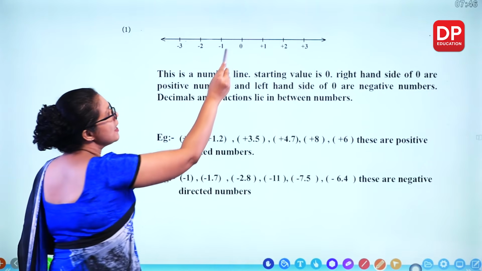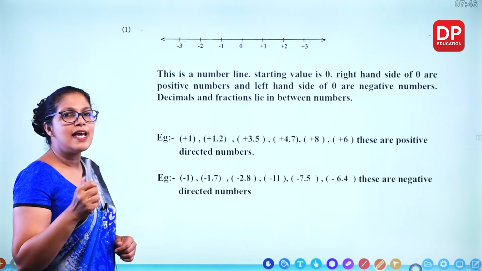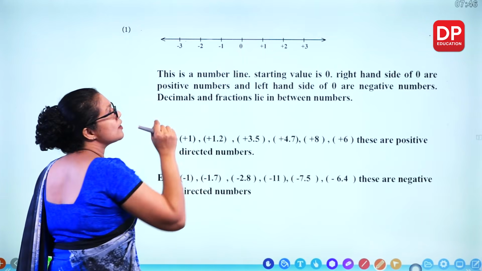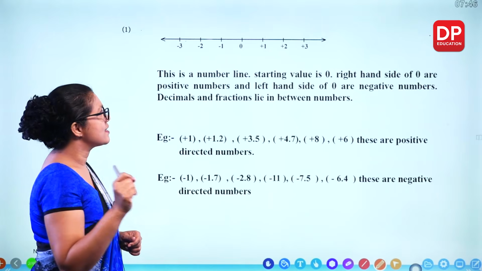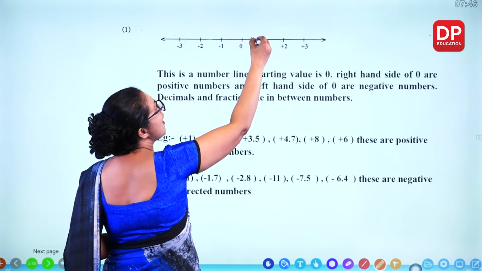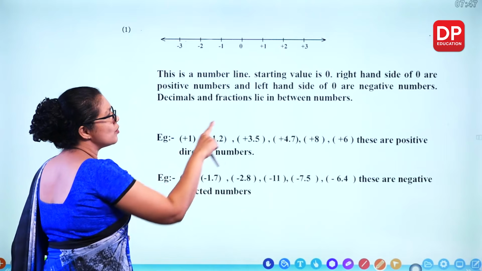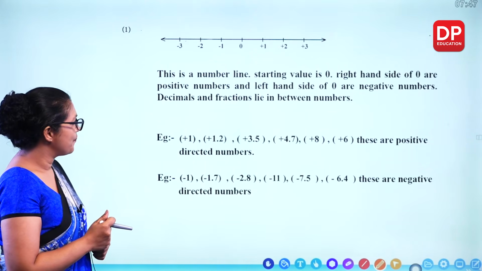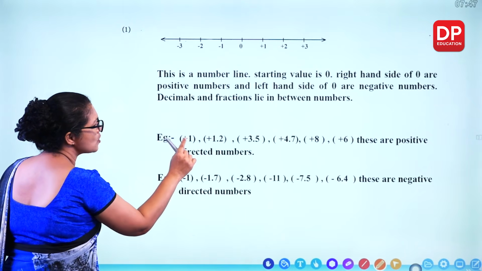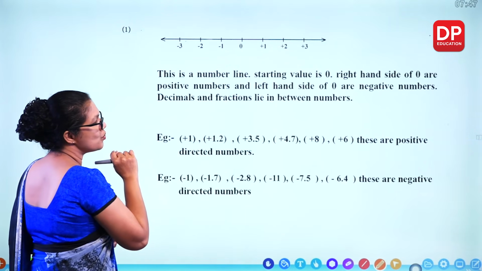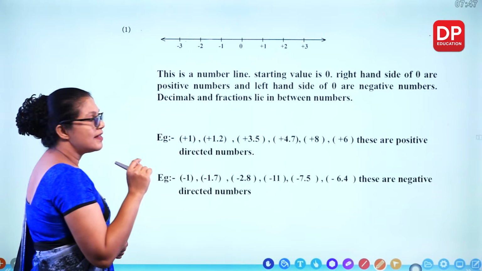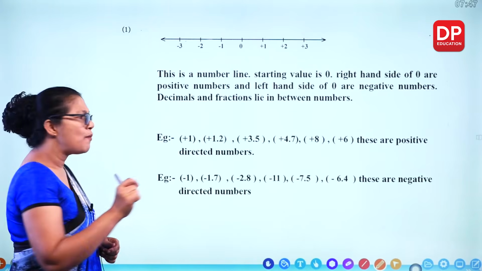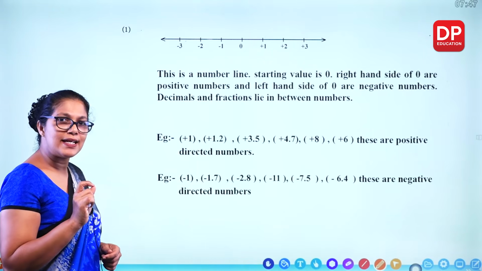What about in between? In between means any decimals or fractions in between the whole numbers, but we only mark the integers. Half, 0.5, is in between 0 and 1. So, any fraction or decimal in between the integers. Now, what are these? Plus 1, plus 1.2, plus 3.5. These are directed numbers. There's a direction. That's why we use plus or minus.